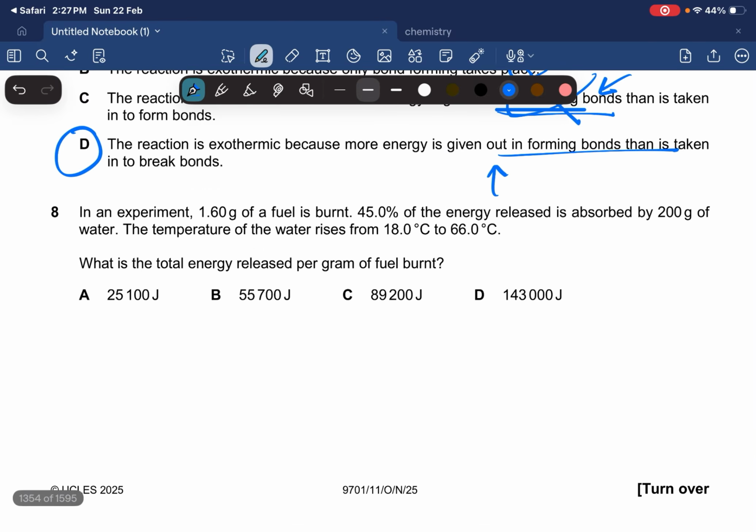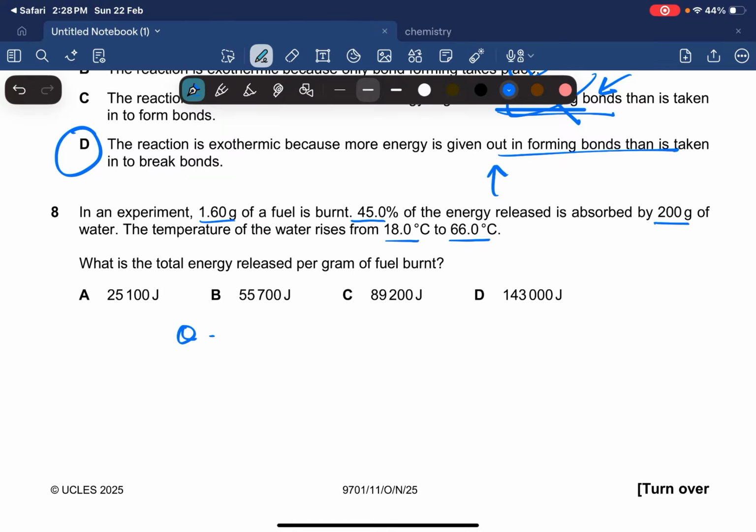In an experiment, 1.6 gram of the fuel is burned. 45% of the energy released is absorbed by 200 grams of water. The temperature of the water rises from 18 degrees to 66 degrees. What is the total energy released per gram of the fuel burned?